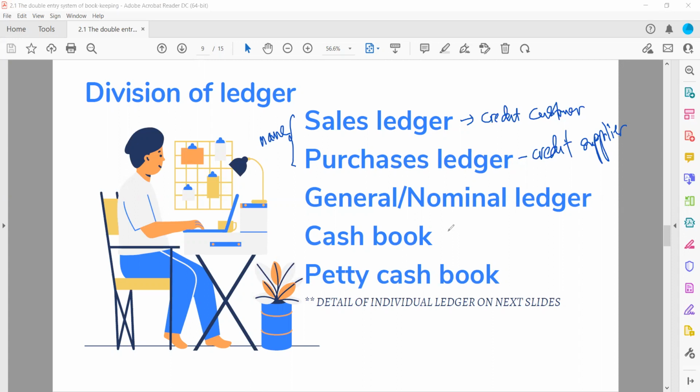Cash book is money in and out in cash or in the bank account. Petty cash book is small payments using cash. Other than these four groups, the rest of the accounts will be put under the general or nominal ledger.